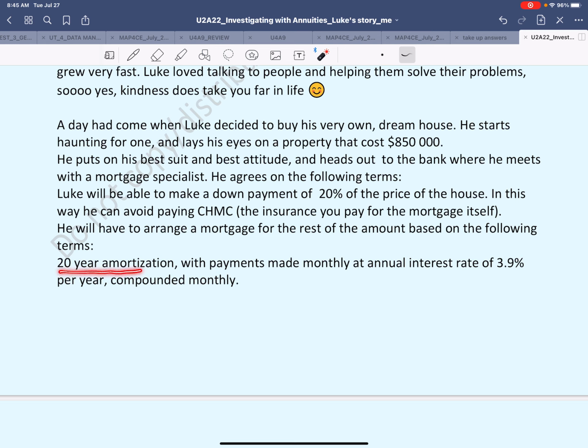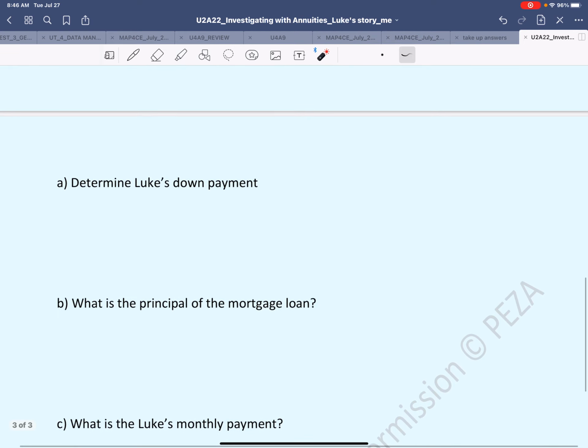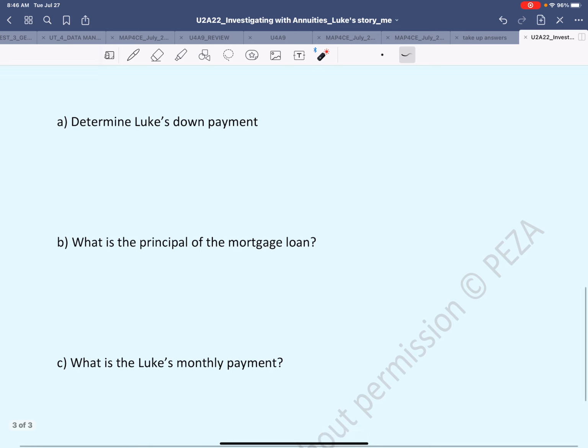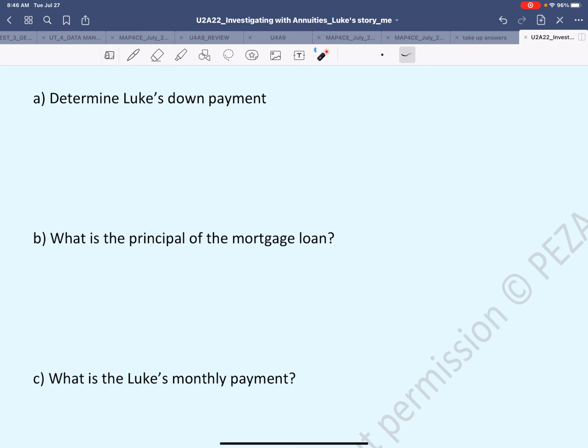So 20-year amortization, which means he will pay the mortgage over a period of 20 years, with payments made monthly at the annual interest rate of 3.9%. So these are the rates nowadays. And the money will be compounded monthly. So we'll have a few questions to answer so we can help Luke figure out what the payments are going to be and how everything will roll out.